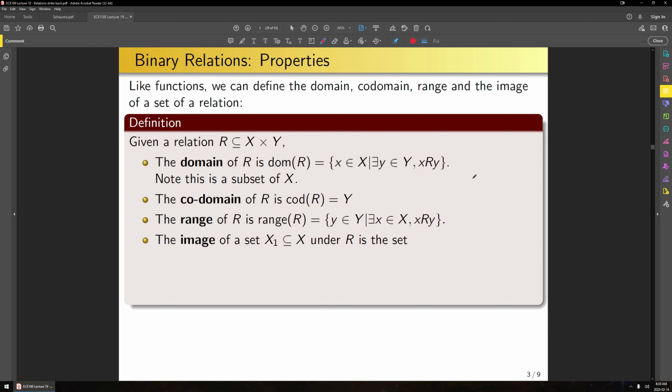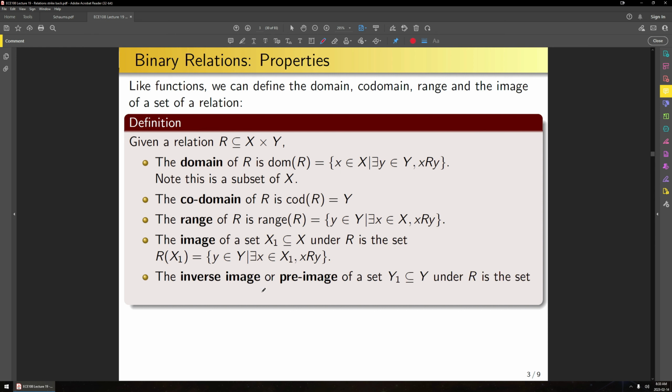Okay, next we have the image. Again, the image is going to be the same thing. It's just all the y's that I get by plugging in various values for x. And we'll have some examples of these on the next slide, so I'll kind of speed through these here. The next one we have is the inverse image or pre-image of a set. And what this is, is basically everything that maps to that set. So just like before, we get basically the exact same definition. We just change this up from what we've seen before. So hopefully these are familiar.